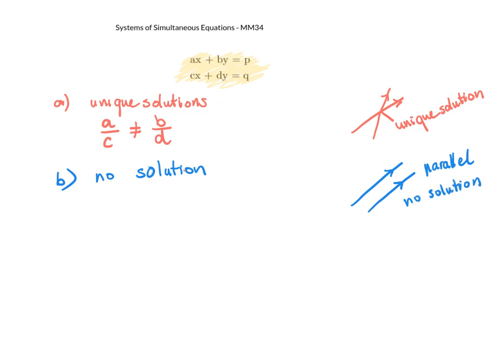For parallel lines, the ratios of our coefficients would equal each other. So in this case, our ratio from A to C equals our ratio from B to D. But we don't want the ratio of our y-intercepts to equal each other. We want a different intercept. So it does not equal the ratio of P to Q.